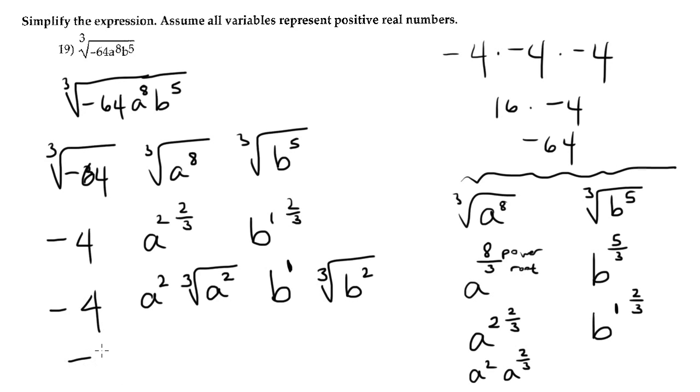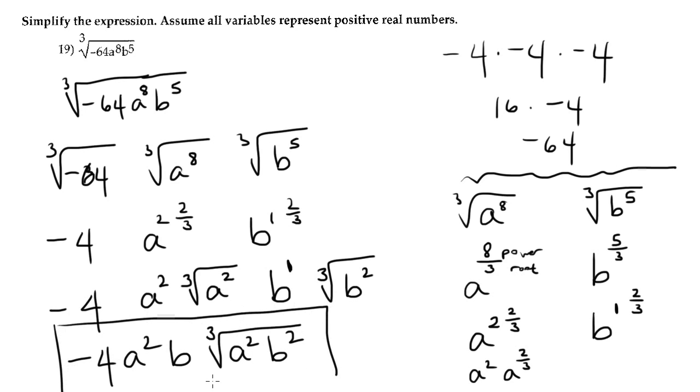Everything that's outside a radical gets multiplied together, negative 4a squared b. Everything that's under the cube root gets multiplied together, a squared, b squared. Ta-da! Negative 4a squared b times the cube root of a squared, b squared. Simplified.